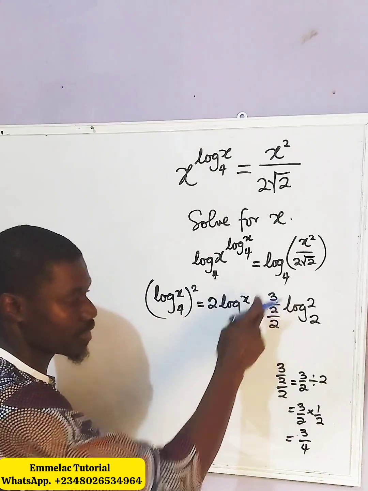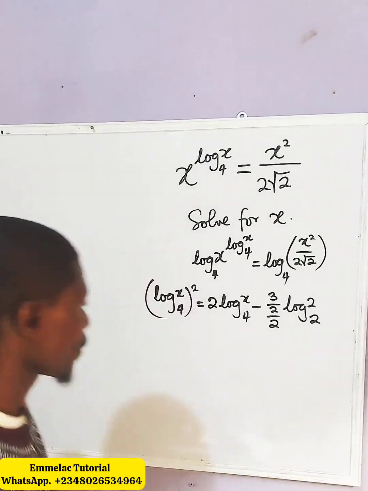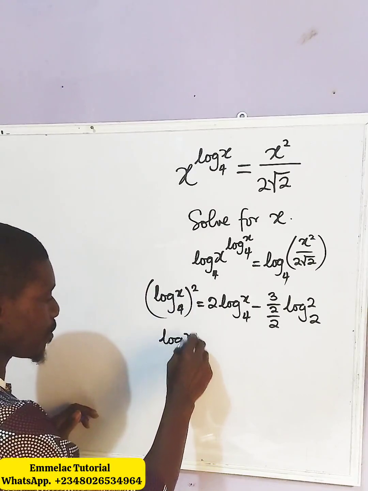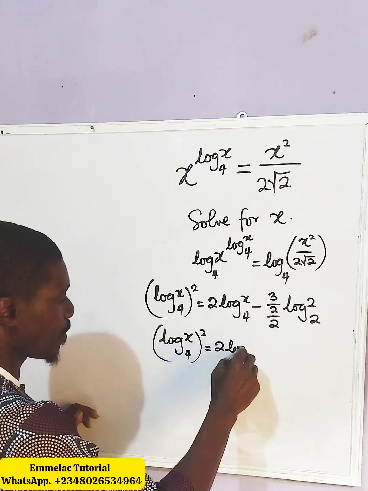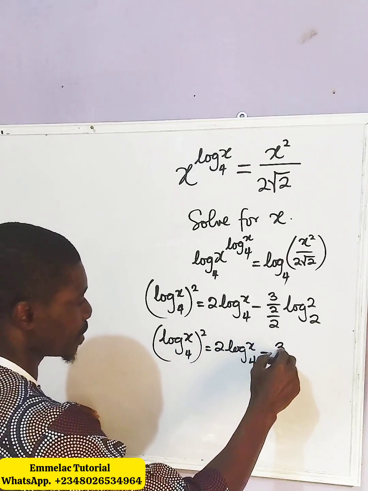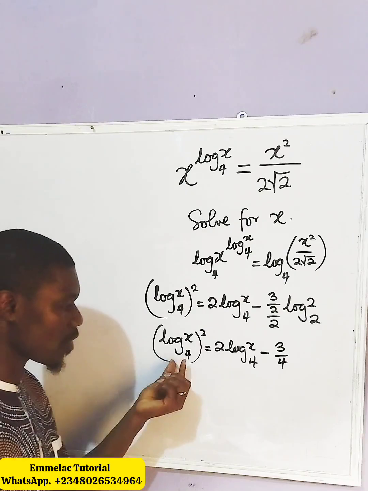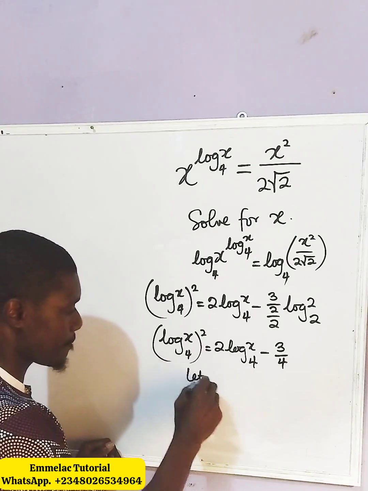So the whole of this fraction is what? 3 all over 4. So here we have (log x base 4) all raised to the power of 2 equals 2 log x base 4 minus 3 all over 4. At this point you can see we have a common term here and here.